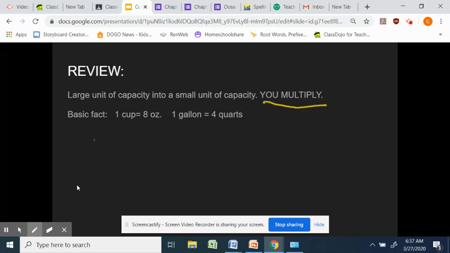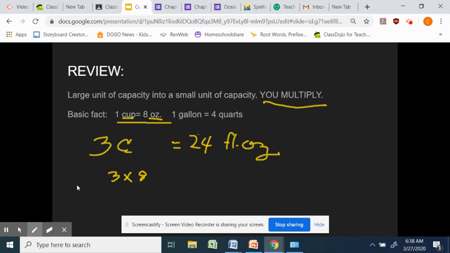So, if I want to turn 3 cups into fluid ounces, a cup is a larger unit of capacity compared to a fluid ounce. Sorry, I mistyped that. So since a cup is a larger unit of capacity and I'm asked to convert it to a smaller unit of capacity, I'm going to multiply. So first, you have to know your basic fact. You have to remember that. So 3 cups times 8 is 24 fluid ounces. So 24 fluid ounces is exactly the same as 3 cups.